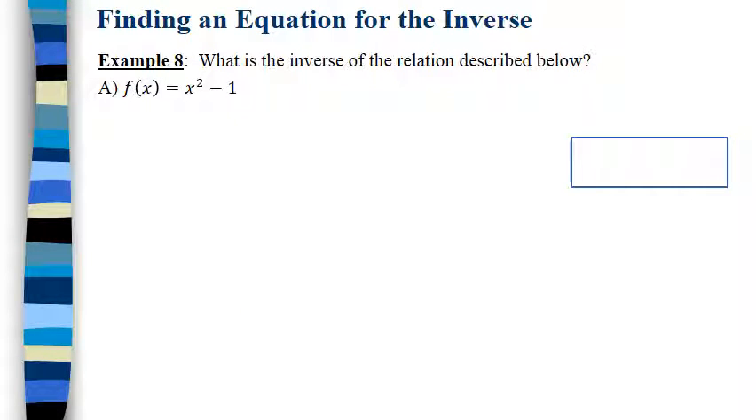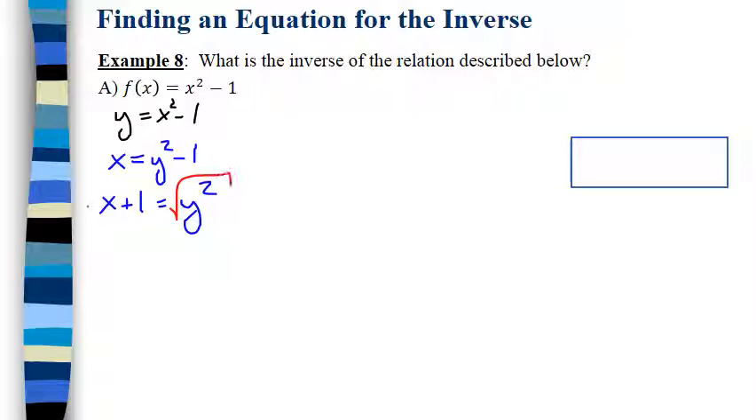Okay, so we discovered that if we switch the x and the y and we solve for y, we can find an inverse relation. So if we rewrite this as y equals x squared minus 1, and then we switch the x and y values, we rewrite it as x equals y squared minus 1. We solve for y, so add 1 to both sides: x plus 1 equals y squared. If we take the square root of both sides, we consider the positive and negative form. So now we have y equals the positive or negative square root of x plus 1.